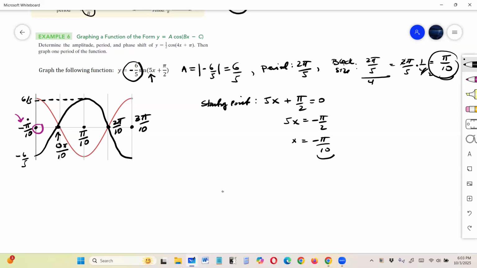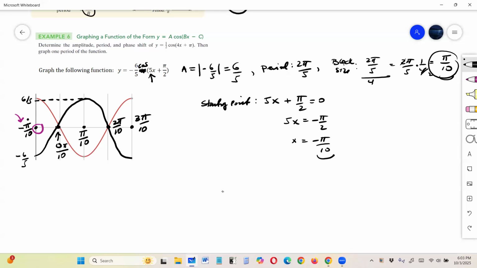Okay, so this is the graph of the reflected cosine. I think I wrote sine here, but obviously I meant to write cosine. All right, so sorry about that. And this is all you have to do.